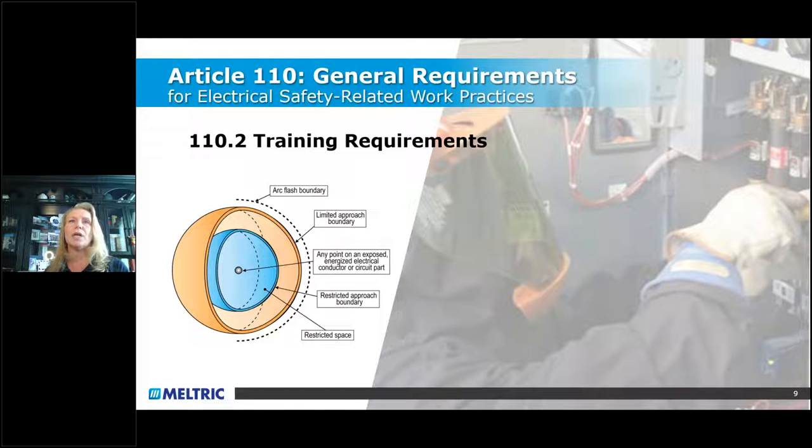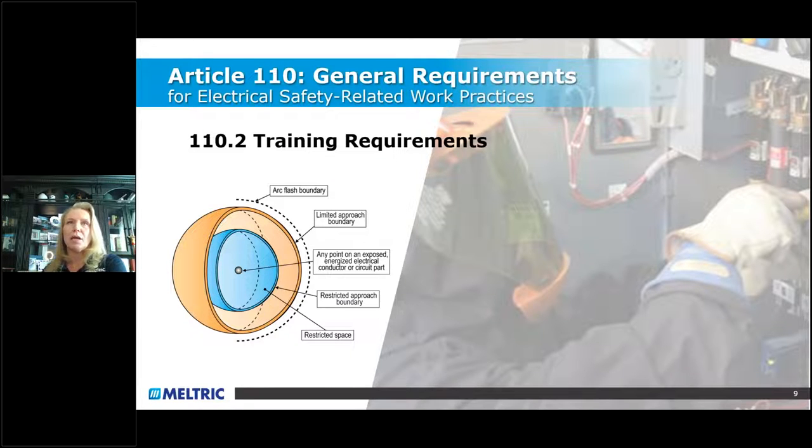So the type of training that each individual has needs to be considered when we're talking about an electrical safety program. These electrically qualified workers are permitted to work within this limited approach boundary, and they need to be trained. So they need to know about distinguishing all of the energized electrical conductors in a circuit, and they need to have the skills and techniques necessary to determine the voltage of exposed energized electrical conductors. And they need to know how to calculate what a limited approach boundary is.